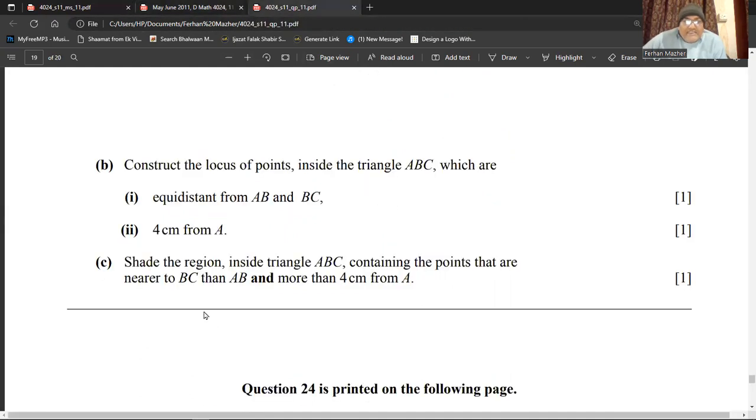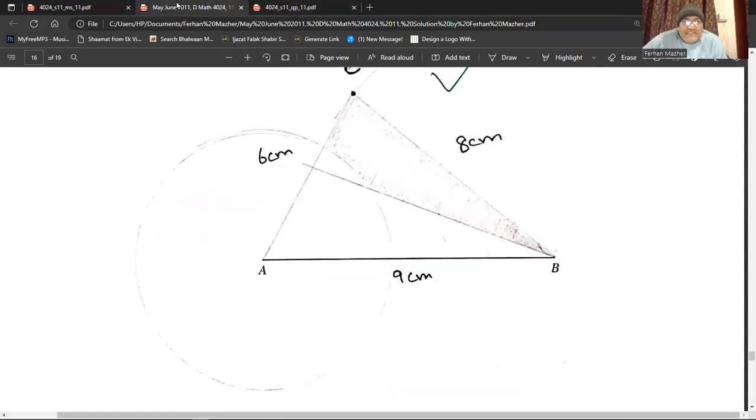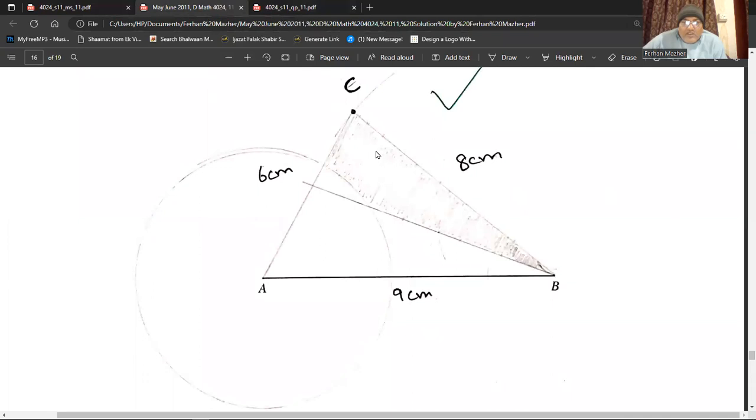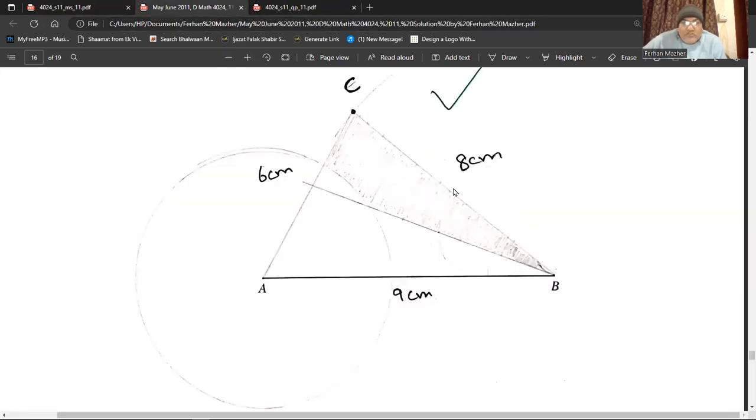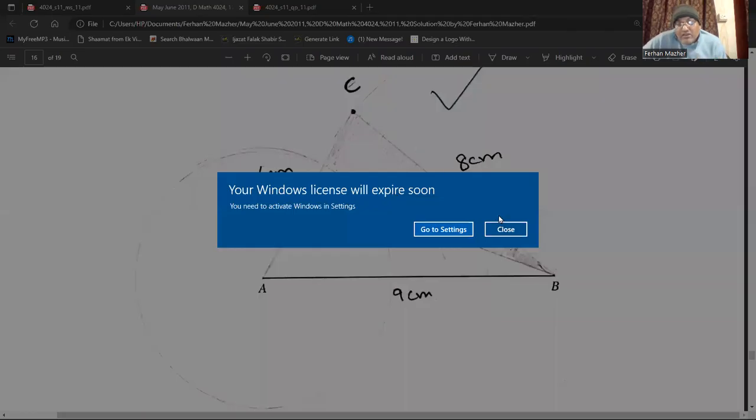Okay. Then he says shade the region inside the triangle ABC containing the points that are... So you have to remain inside that triangle nearer to BC than AB. You have to remain closer to A, means you have to remain nearer to the BC. So this is that dividing line. So you have to remain near to the BC.